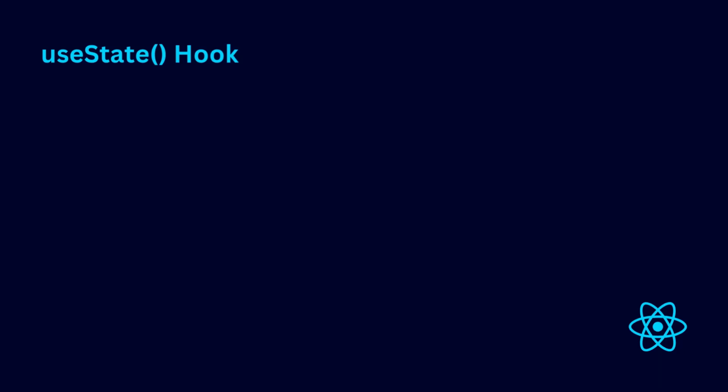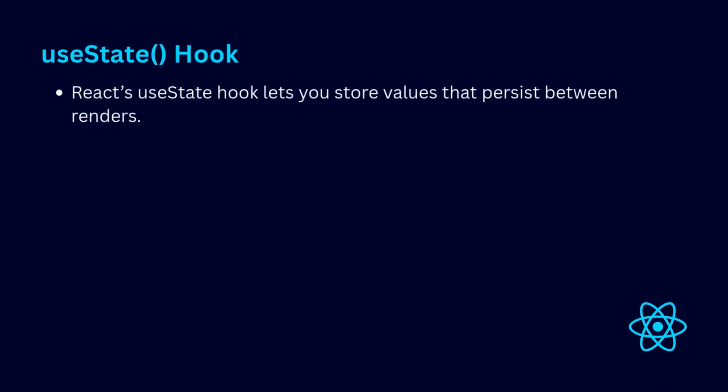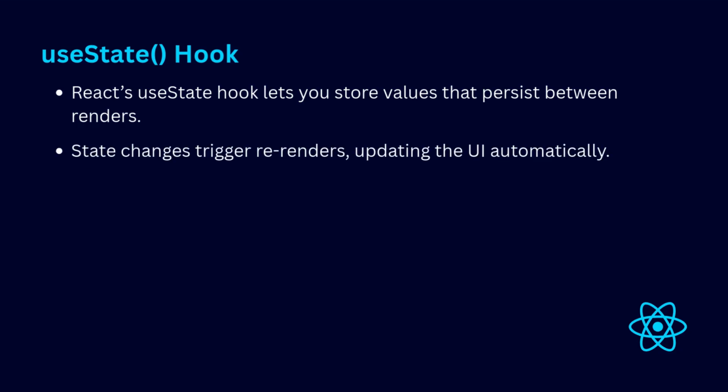Let's first understand what useState is. React's useState hook lets you store values that persist between renders. State changes trigger re-renders, updating the UI automatically.